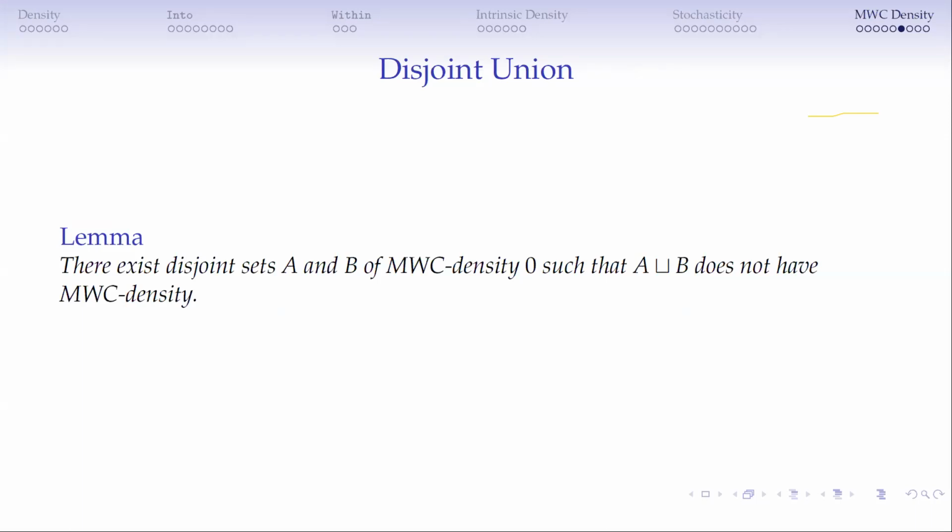More worryingly, or perhaps more unexpectedly, disjoint unions don't work either. This is a little bit harder to prove, but there exist disjoint sets A and B such that both of them have MWC density, but their disjoint union does not.